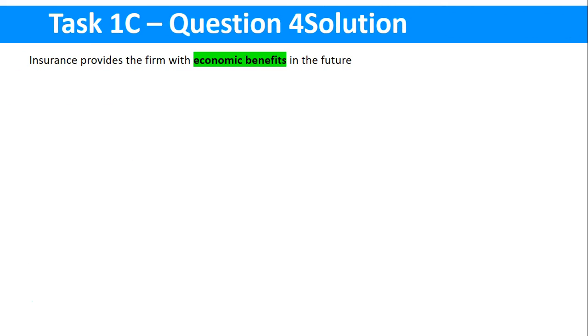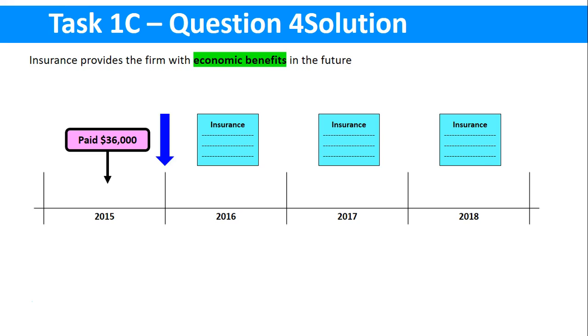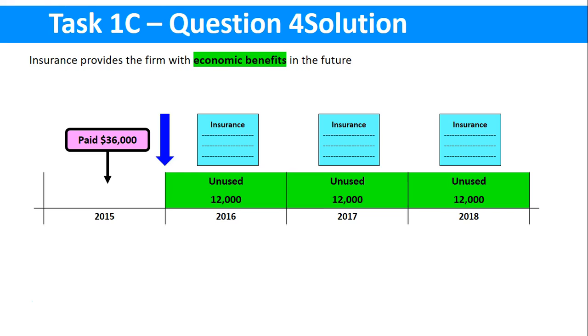Insurance provides the firm with economic benefits in the future. So what does that mean? It means that if we pay for insurance in 2015 and it covers us for the next 3 years, the business is covered at any point for any sort of damage. That's an economic benefit. And at the end of 2015, we haven't used any of that benefit. What we're saying is all those economic benefits will be in the future.